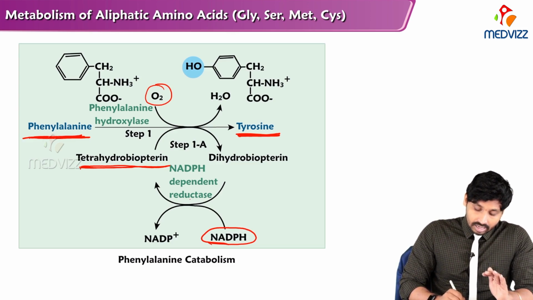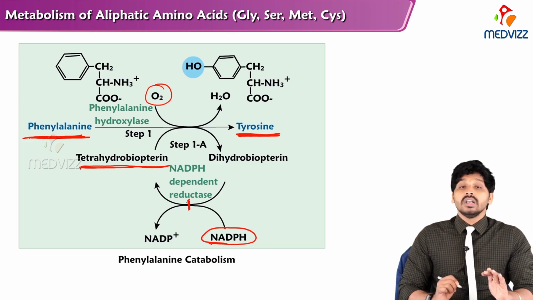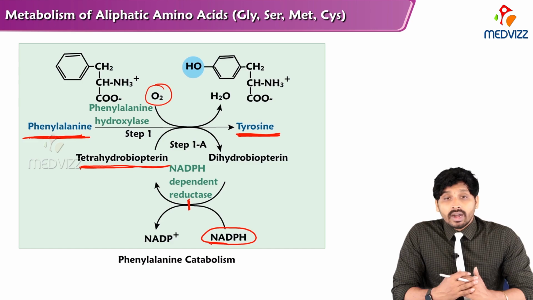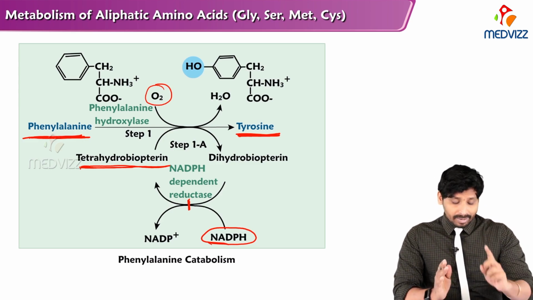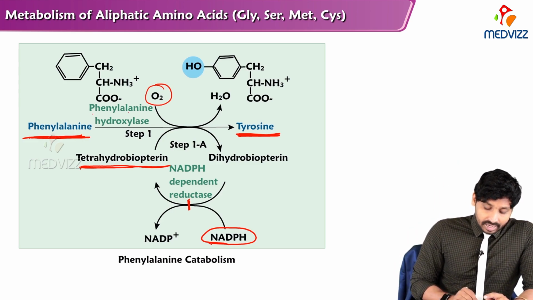In conditions like NADPH dependent reductase deficiency, there is no regeneration of tetrahydrobiopterin and the reaction will get stuck, and there is no conversion of phenylalanine to tyrosine. So remember, the main enzyme to remember here is phenylalanine hydroxylase.